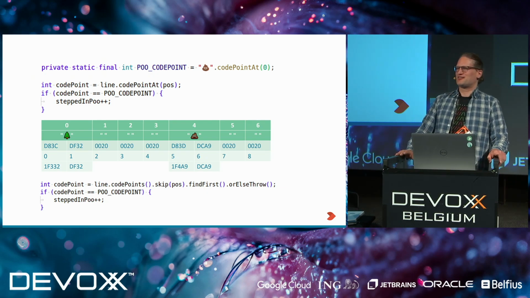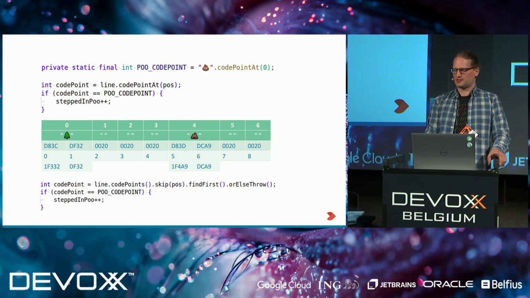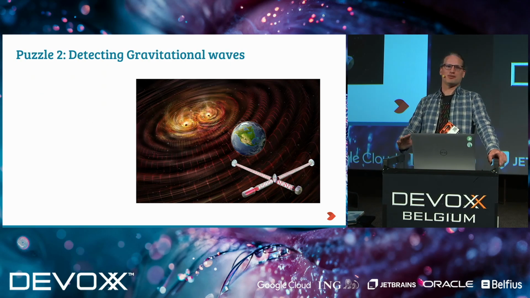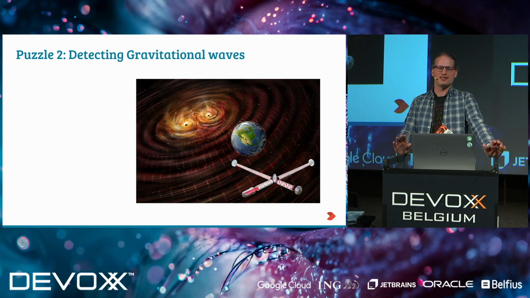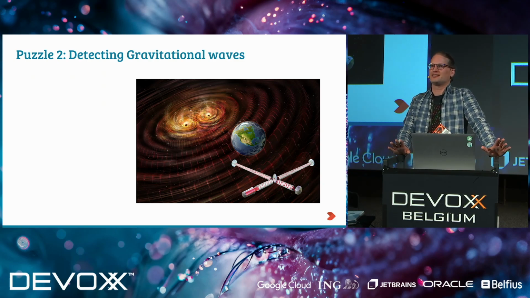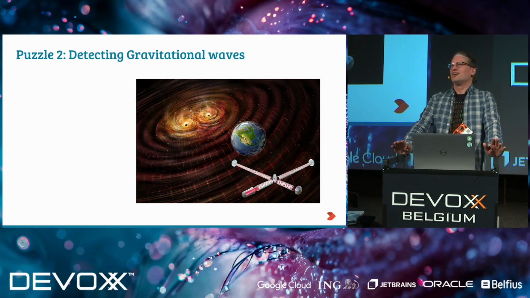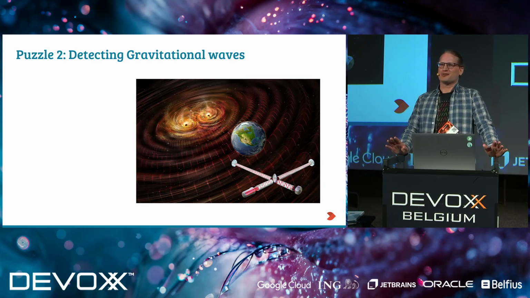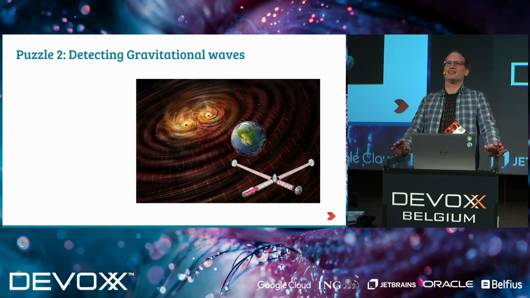Now, okay, so a very different topic is coming up now. I'm going to talk about the next puzzle, which is about time. And I made it about detecting gravitational waves. You think, what do programmers know about gravitational waves, right?